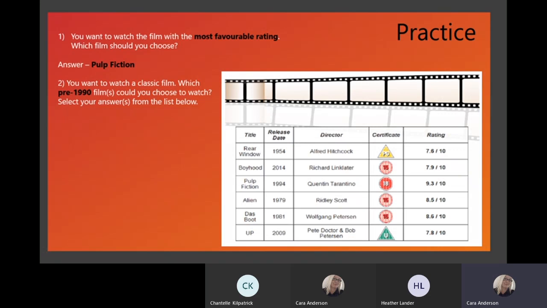Which pre-1990 film or films could you choose to watch? Select your answer or answers on this list. Okay, let's see if you can get them all. Okay, so again, I've been nice and just highlighted the most important information in there, and that's pre-1990.